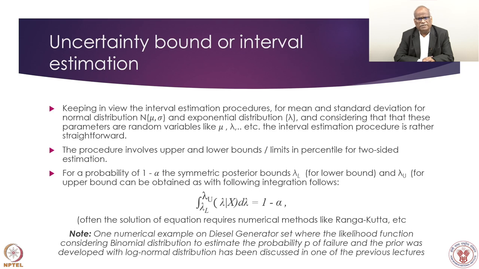So how to evaluate the uncertainty bound for this distribution? Well, when we have a normal distribution, we have two parameters, mu and sigma. When we have an exponential distribution, we have one parameter. So for one parameter, when we integrate this distribution, it will be a numerical integration. So from lambda L to lambda U, that is failure rate lower limit to upper limit, the integral is equal to 1 minus alpha.